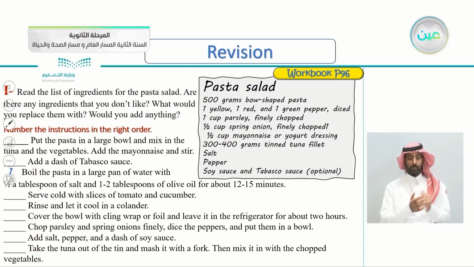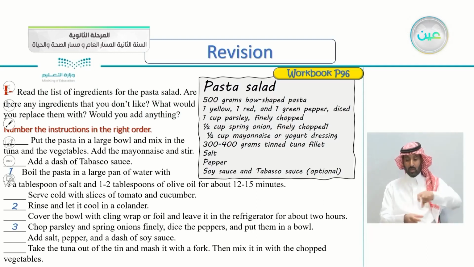Of course, we have 9 steps here, and this is the first one. So what would be step number 2? Step number 2 would be, yes, rinse and let it cool in a colander. So we'll be rinsing it and making it cool in the colander. Number 3 is to chop the parsley and spring onions. Finally, dice the peppers and put them in a bowl.